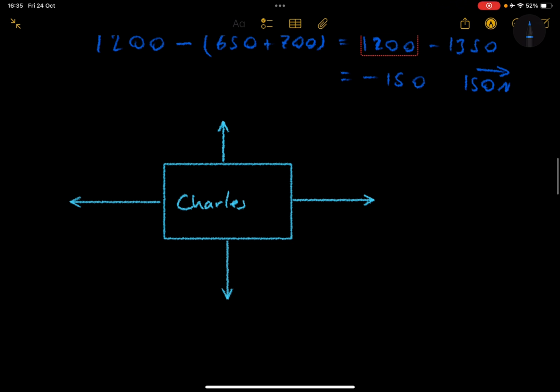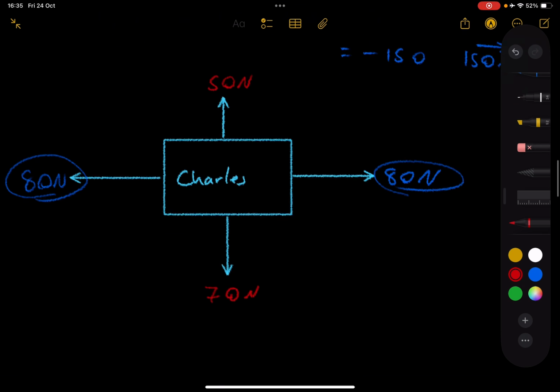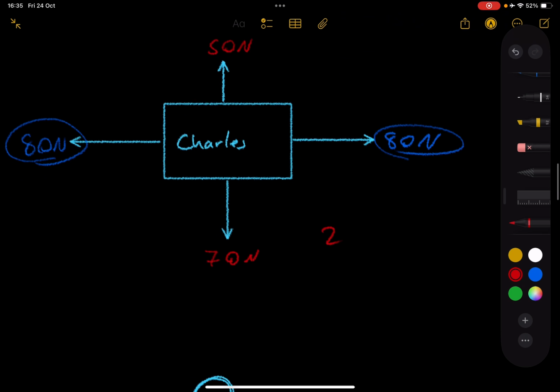On to Charles here. So let's say that this is 80 newtons and this is 80 newtons. Hopefully you realize straight away that these two are exactly equal. So they're not going to have an overall effect. So the total of these two blue ones is going to be 0. But what we've got is two forces working against each other up and down. So we'll say, I don't know, this is 70 newtons and this upper one is 50 newtons. So hopefully you've realized it is just 20 newtons down.